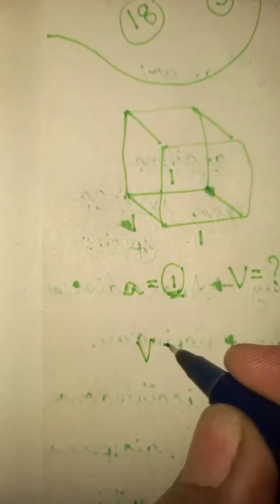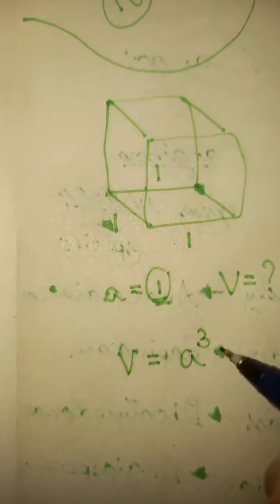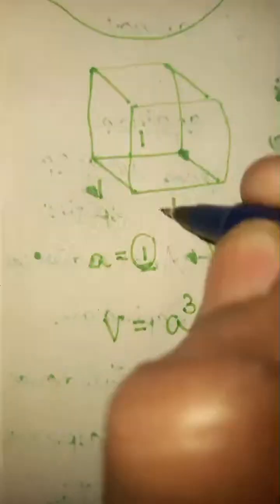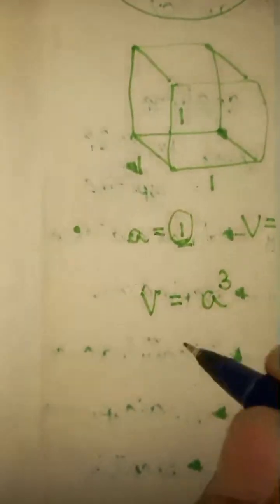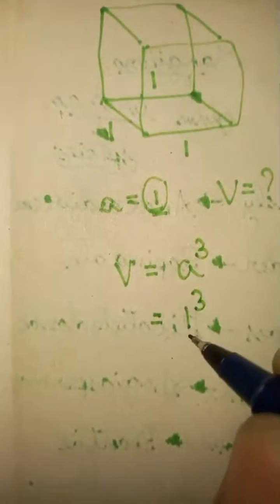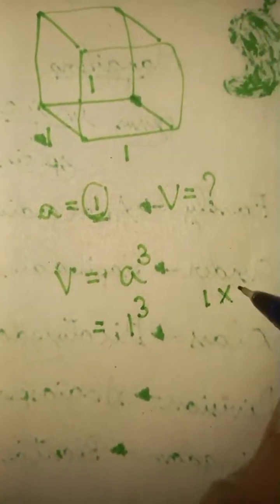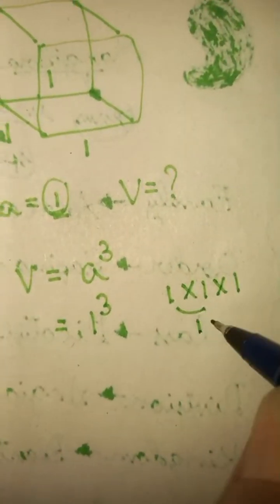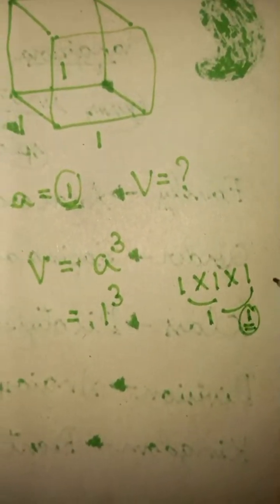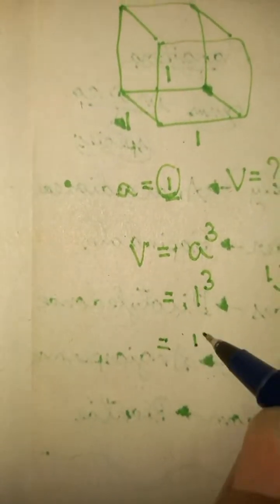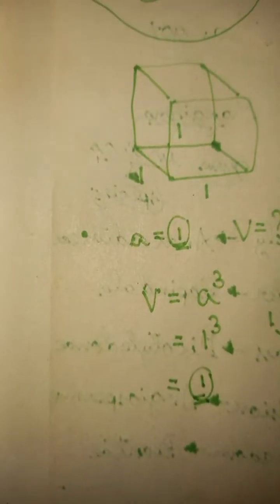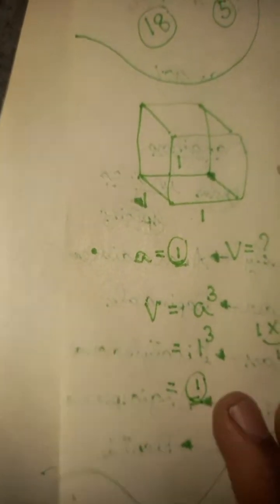You can find the volume of the cube as edge length cubed. Here they have one edge length as 1 unit, so it becomes 1 cubed. 1 cubed is nothing but 1 times 1 times 1. 1 times 1 is 1. Again 1 times 1 is 1. So it becomes 1 cubic unit. Let's take the next cube.